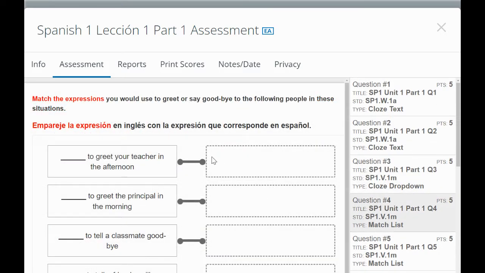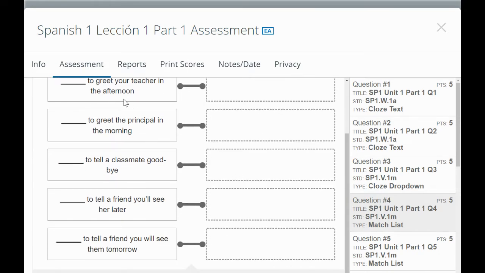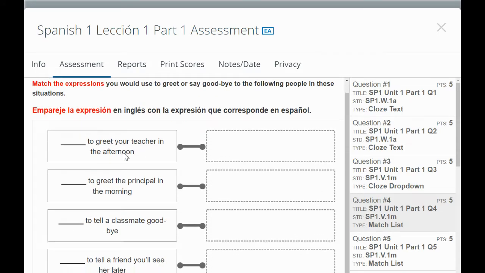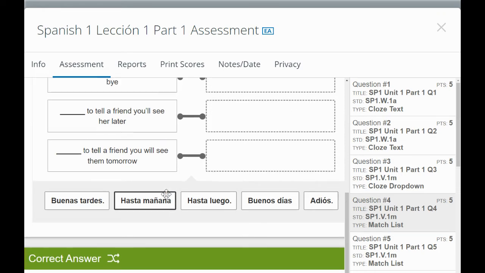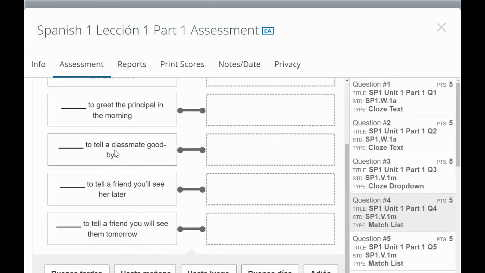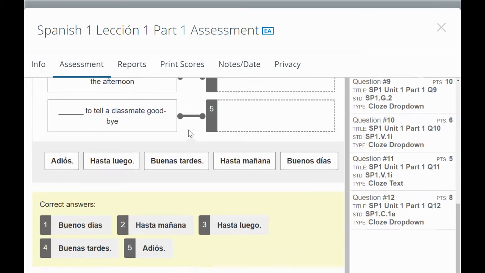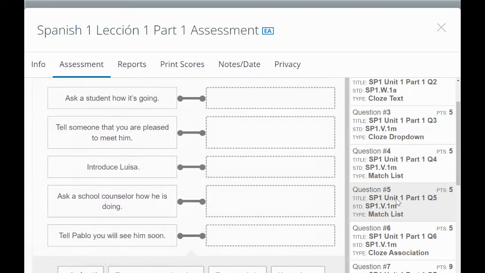See? And then match the expressions you would use to greet or say goodbye to the following people in these situations. So what you have here are 5 situations, and you're going to drag and drop one of these 5 expressions to greet your teacher in the afternoon. Okay, or to greet the principal in the morning, tell a classmate goodbye, you'll use one of these 5 expressions. Okay, so hopefully you guys understand what that looks like.